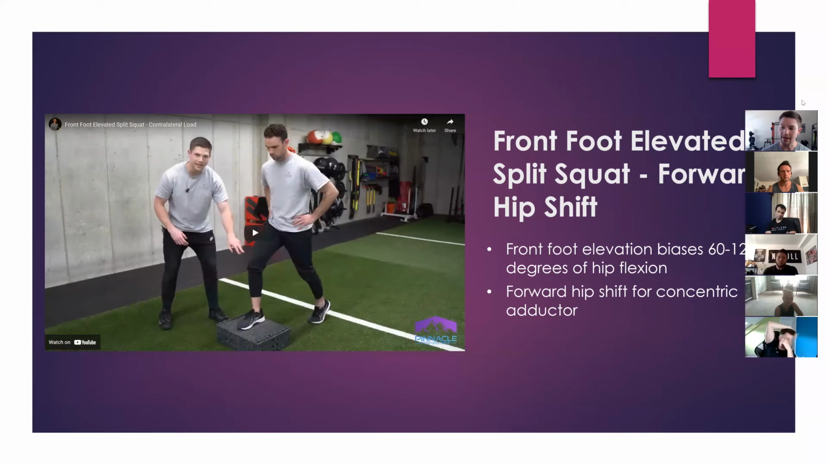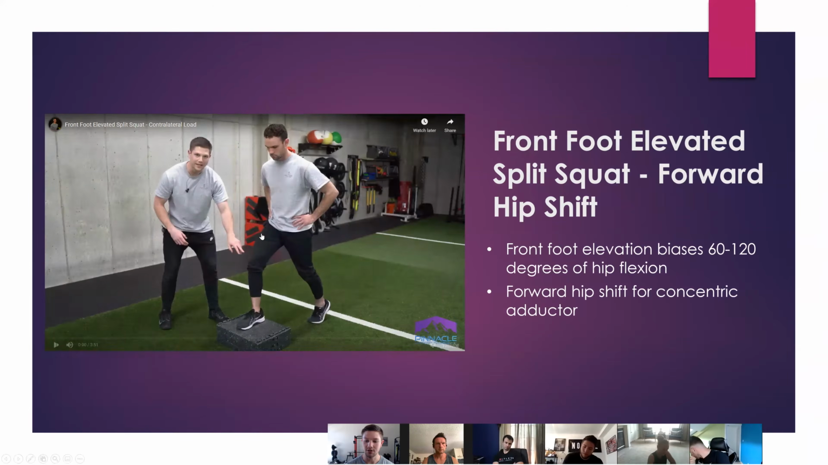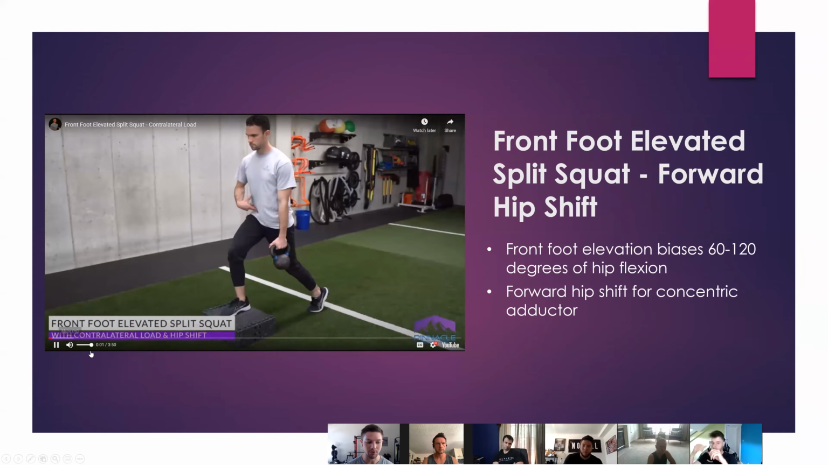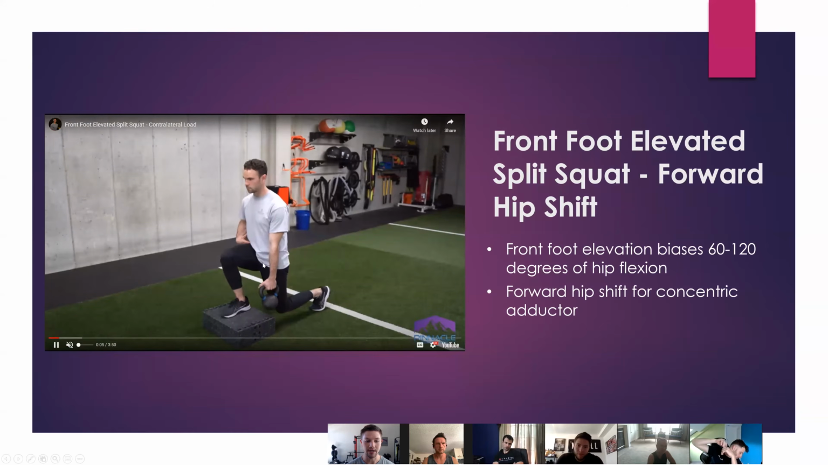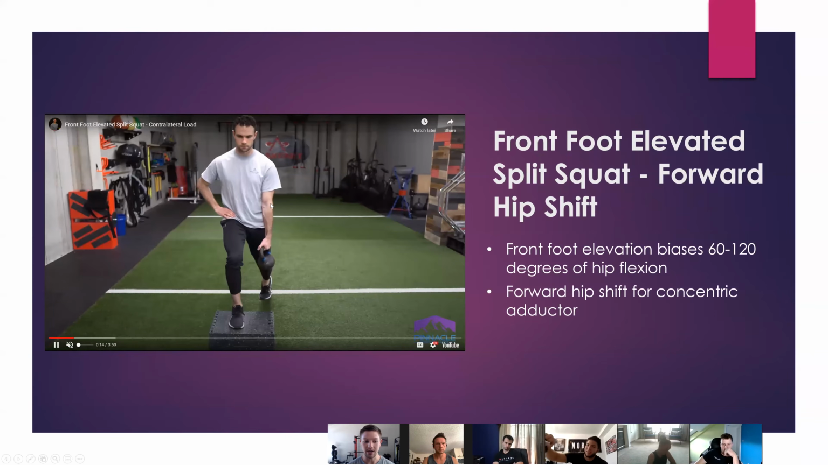You could also do a hip shift in a front foot elevated position. Why? Because that's going to bias deeper levels of hip flexion. And what he's doing here with the contralateral load is shifting that front hip back. That's going to give him more concentric leverage of that adductor, glute med, and oblique on that side.